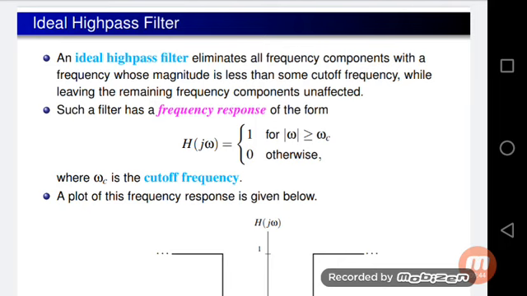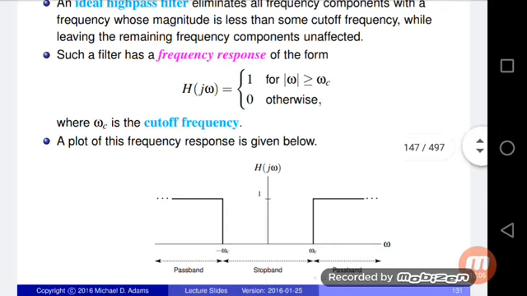Such a filter has a frequency response form, and the frequency response represents H of j omega is equal to 1 for mod omega greater than or equal to omega c, 0 otherwise. This is another form of various bands like pass band and stop band. Here we are just changing the polarities: mod omega greater than or equal to omega c, the cutoff frequency.